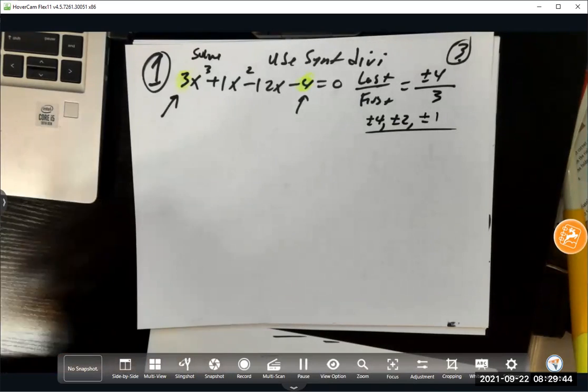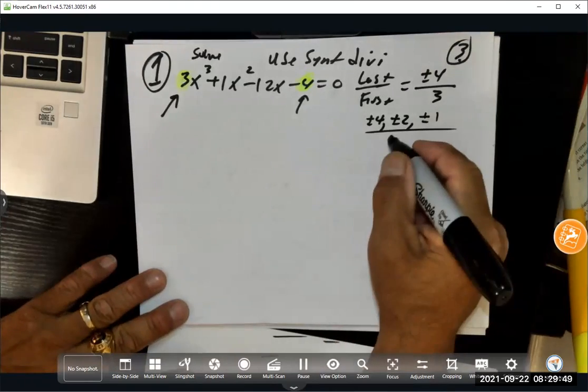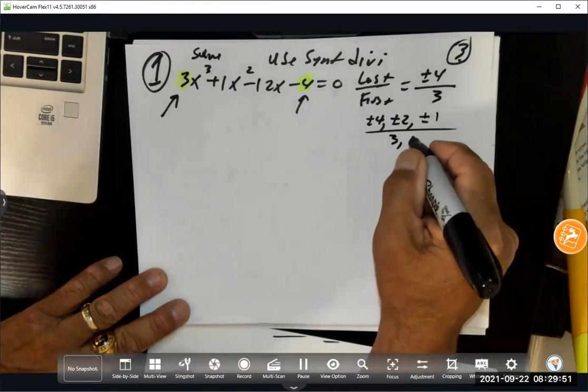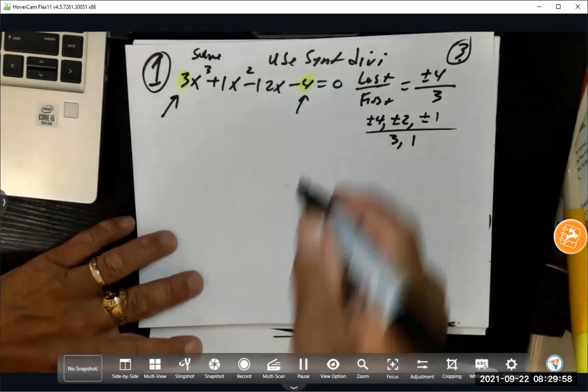On the bottom, let's see. What divides 3? I think 3. 3 divides it for sure. And also 1. That's it, right? 3 and 1 divide 3. All right, so now remember, you've got to get something from the top and something from the bottom.